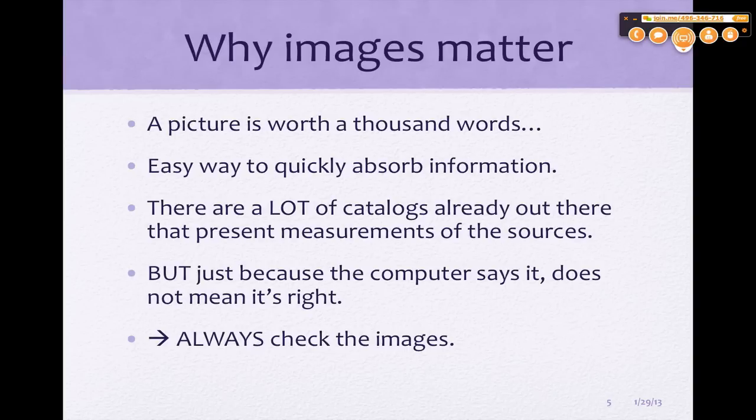So a bigger picture sort of thing of why images matter. I mean, you all know that a picture is worth 1,000 words, and it really is a very easy way to quickly absorb a lot of information. And I mention this specifically because there's a lot of catalogs out there already. We talked about the WISE catalog in the last NITARP tutorial, and they've already done a lot of the quantitative measurements for you. But just because the computer says it does not mean it's right. You really do need to go back and check the images, even if you're working with somebody else's catalog. So it really does matter to anyone doing astronomy to go look at the images, even if somebody else has already made the quantitative measurements for you.